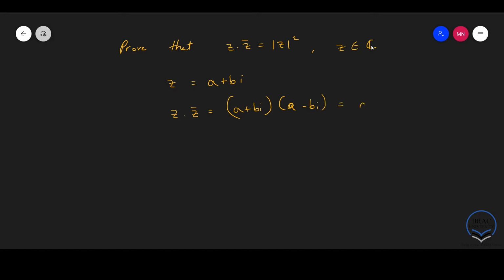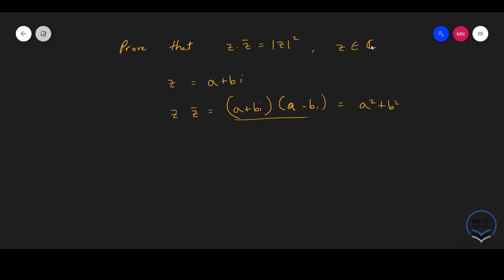Right. So now let's try to prove that z times its conjugate is equal to the magnitude of z squared for all complex numbers z. So for z that belongs to the set of all complex numbers, right? So we can just let z be equal to a plus bi, and so then we can find z times its conjugate, which is a plus bi times a minus bi, right?